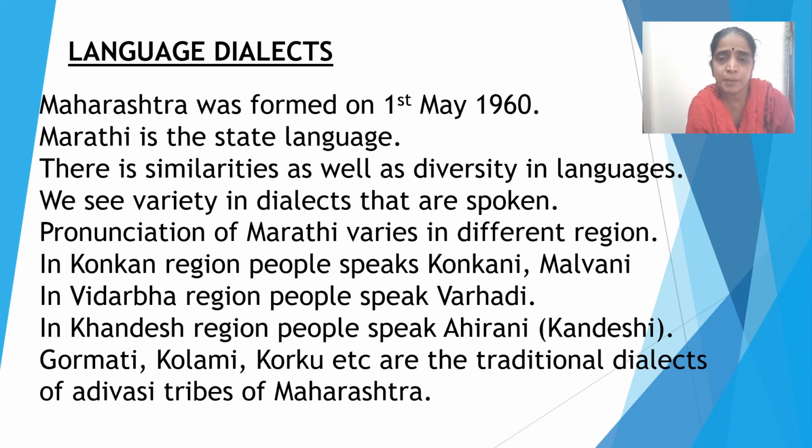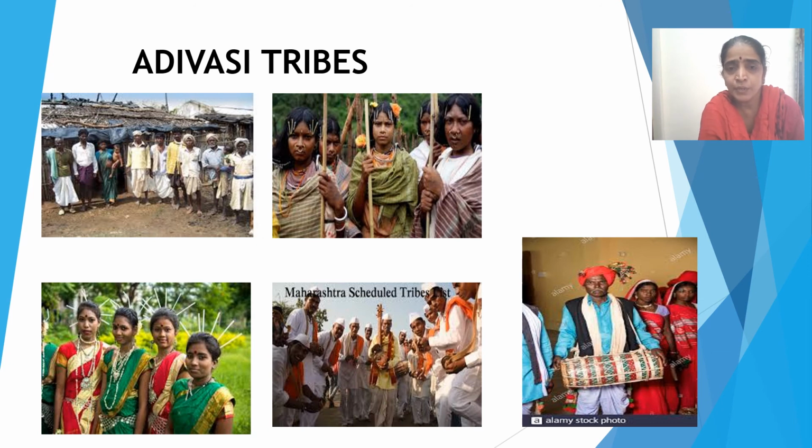In Konkan region, people speak Konkani, Malwani. In Vidarbha region, people speak Varhadi. In Khandesh region, people speak Ahirni or Khandeshi. Gormati, Kolami, Korku are the traditional dialects of Adivasi tribes of Maharashtra. In this slide, you can see some Adivasi tribes. Gormati is there, Korku is there, Kolami is there.